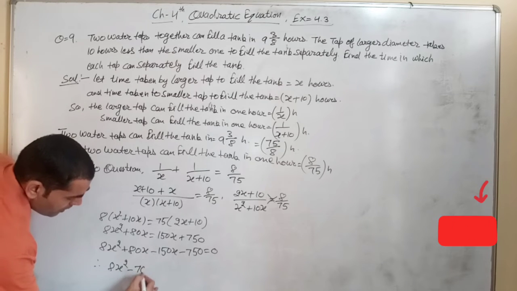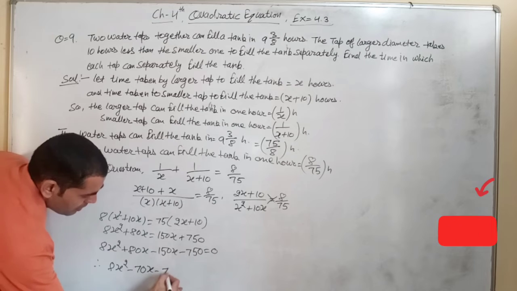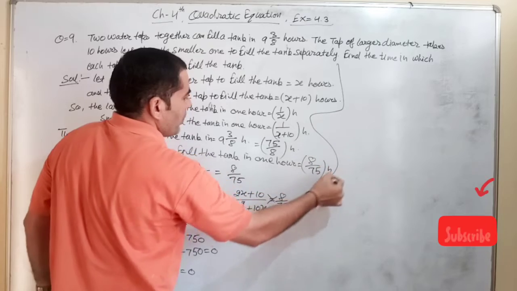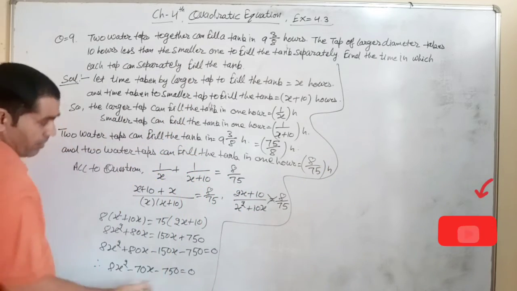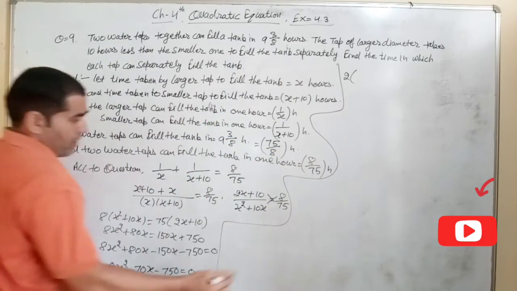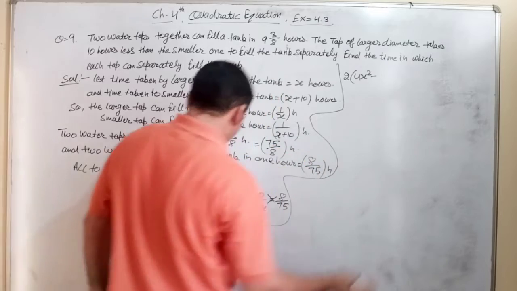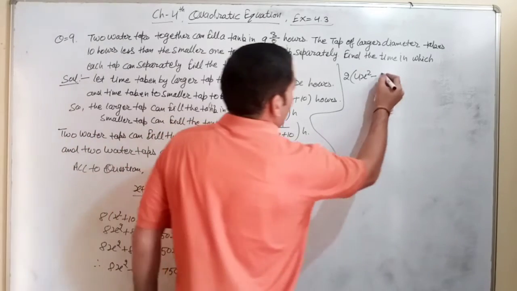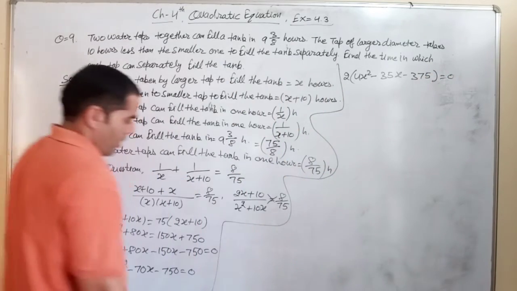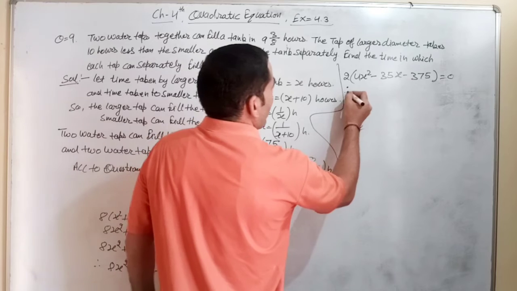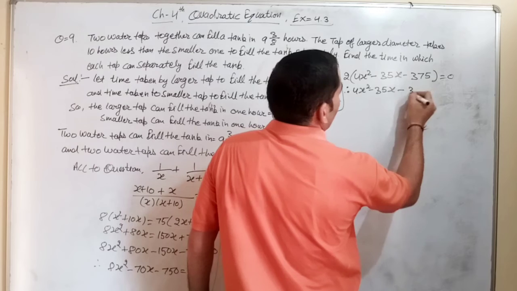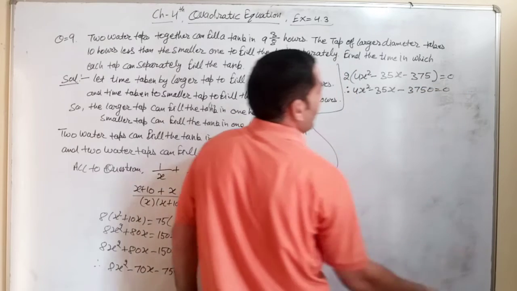Now adding, the sum value is minus 70x. So 8x square minus 70x minus 750 is equal to 0. 2 is common in this quadratic equation, so 4x square minus 35x minus 375 is equal to 0. So the required quadratic equation is 4x square minus 35x minus 375 is equal to 0.